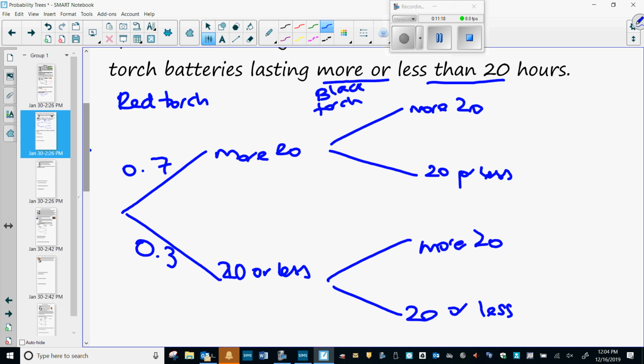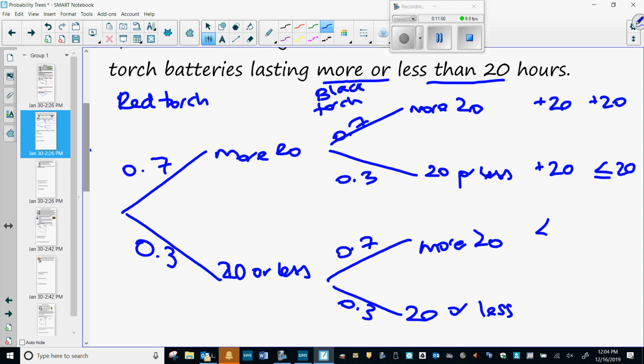Alright, so, is the probability different for the red or black torch? No, they haven't said so, so we're going to assume it's the same. So that would be 0.7, 0.3, 0.7, 0.3. And our outcomes. It's always good to summarise what's going on here. So we've got more than 20, I'm just going to write plus 20, okay? So we've got plus 20, plus 20. We've got plus 20, and less than or equal to 20. Less than or equal to 20, plus 20, and less than or equal to 20, less than or equal to 20. Okay? So those are the outcomes.